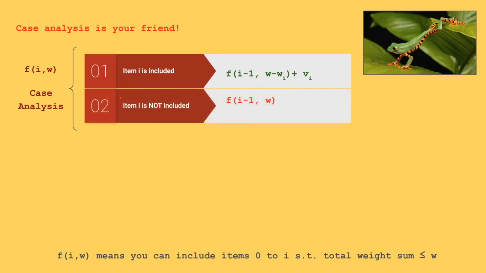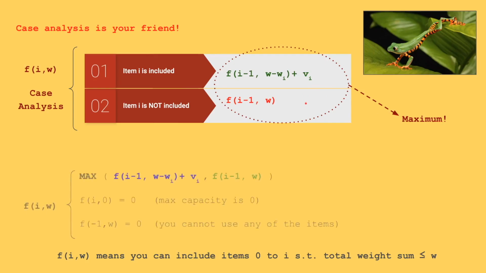The other case is that we look at item I and we decide item I is not included. In that case, f of I and W is really equal to the case that we never included item I and we only included items from 0 to I minus 1. Because we are trying to maximize f of I and W, we have to run a maximum function on these two values. So basically, f of I and W in the general case is the maximum of the two cases that we just talked about here.